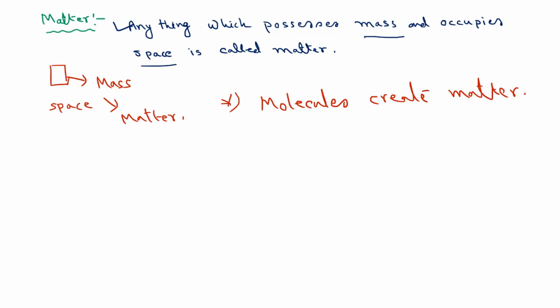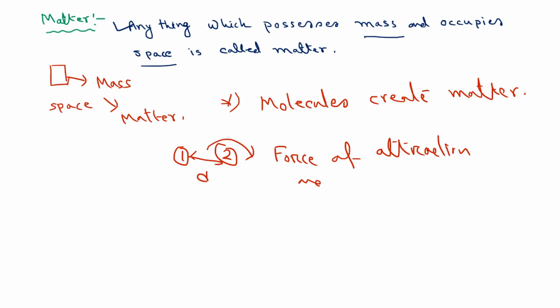Suppose this is molecule 1 and this is molecule 2. So depending on the separation between the two molecules, suppose this is the distance D, and the force of attraction between the two molecules, we can say that depending on the force of attraction and distance between the molecules, we can classify the matter in three different types.